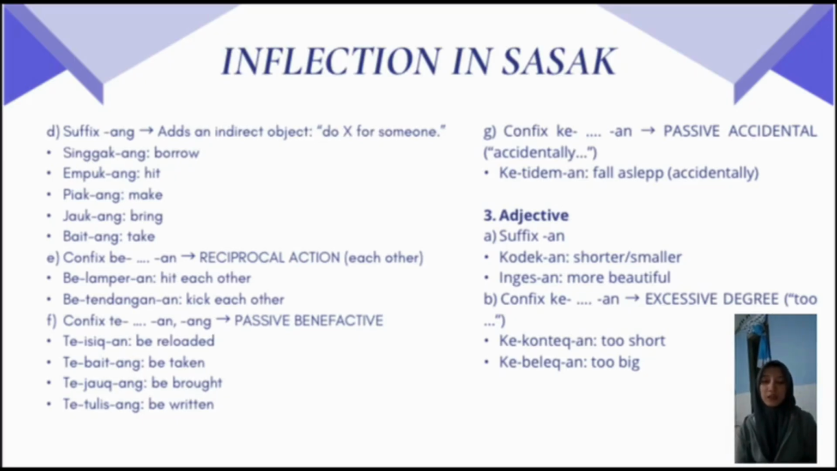Next point is adjective inflection. First, the suffix -an is used for comparative degree. For example, kodean means shorter or smaller, ingesan means more beautiful.